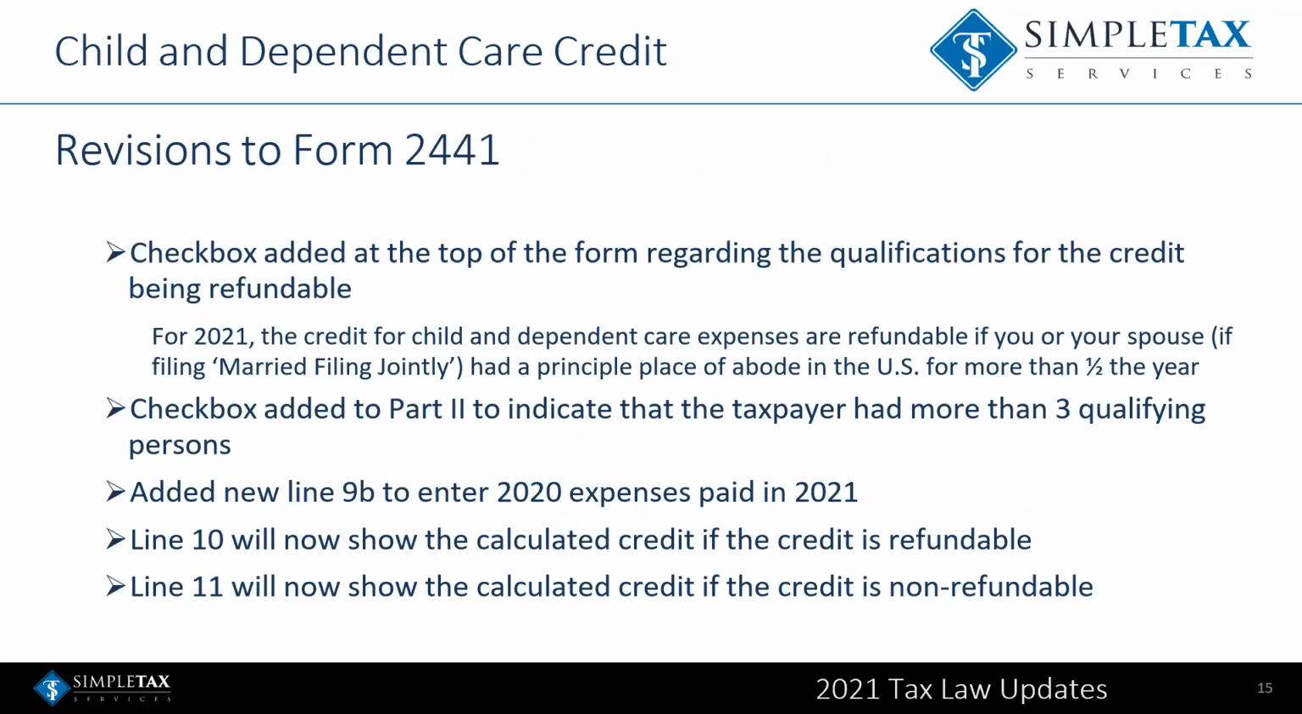There was a checkbox added to the physical form at the top of the form regarding the qualifications for the credit being refundable. We're going to look at that form when we do a return, just so that you guys know how to do this. The key lines for you guys to really know is line 10 shows you the calculated credit if the credit is refundable. Line 11 will show you the calculated credit if it's non-refundable. That will let you know.